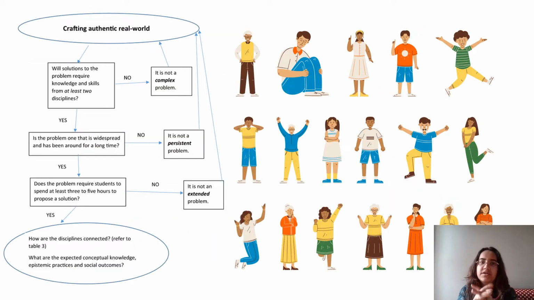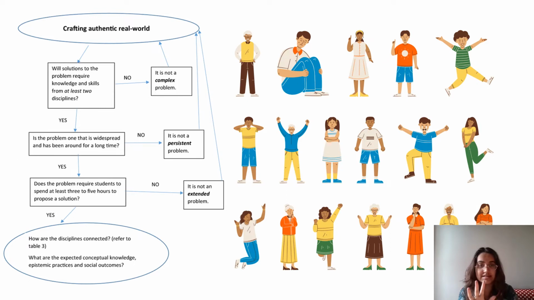Now, when we talk about crafting an authentic world, that's a whole process that goes into it, and let's look at it. So first we ask, will the solutions to the problem require knowledge and skills from at least 2 disciplines? If the answer to that is no, we know it is not a complex problem. If the answer to that is yes, we move on. We ask, is the problem one that is widespread and has been around for a long time? If the answer to that is no, then we believe that it is not a persistent problem.